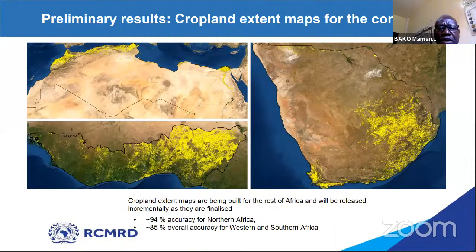So to cover all the African continent, I showed you the eastern part of Africa. Now we're working on the northern part of Africa. We have 94% accuracy, and for western and southern Africa, we have 85% overall accuracy. So we are working on this, and we think that after covering all those parts, we can get a product that covers the whole African continent. Next.